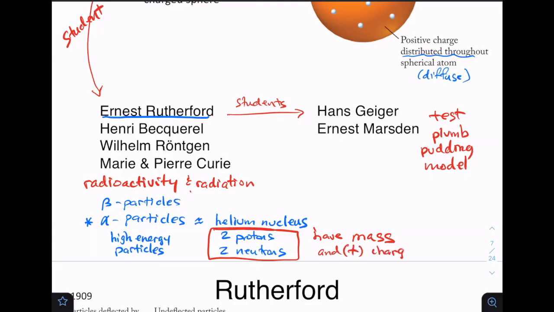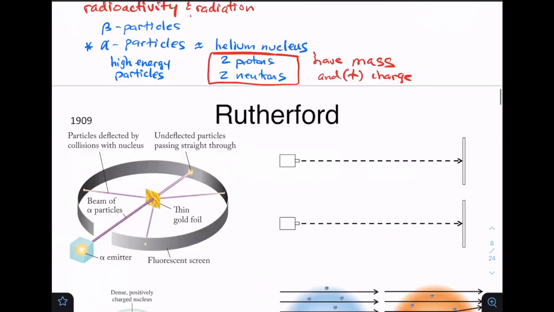And both of those are going to be very important for us to interpret the data that they found in the next experiment, which is classically referred to as the Rutherford experiment, because it was done in Rutherford's lab. And Rutherford probably designed it, maybe not, but interpreted it. But it was his students that actually did this experiment. And it kind of goes like this.